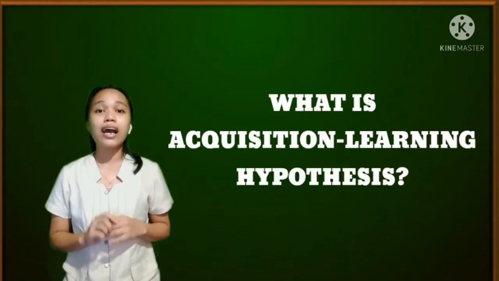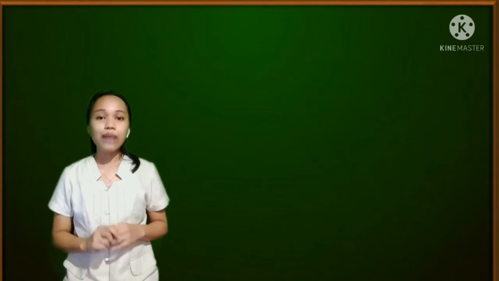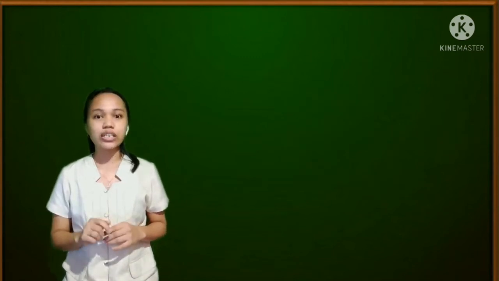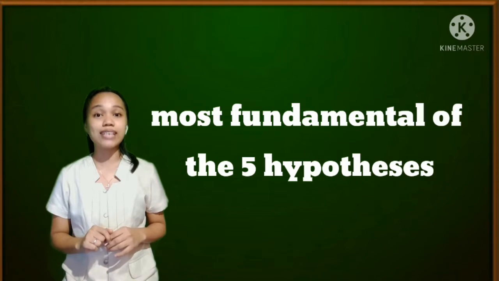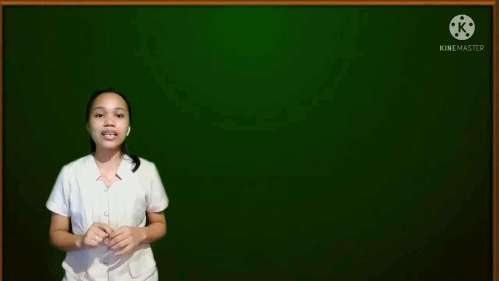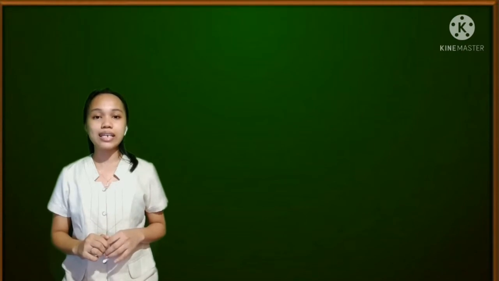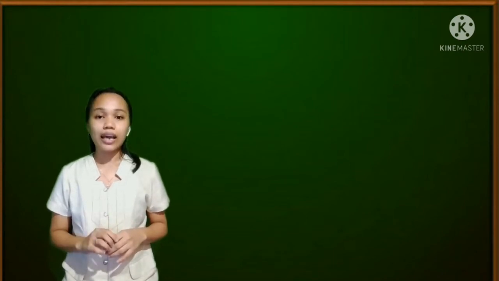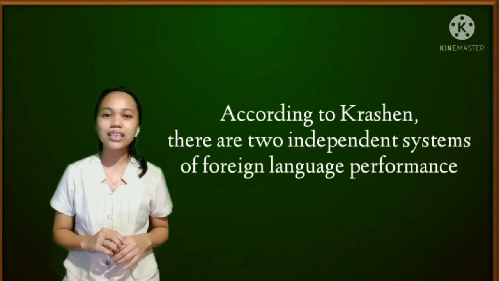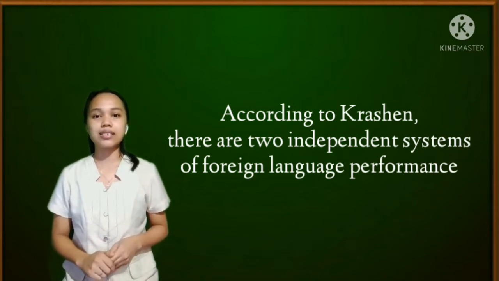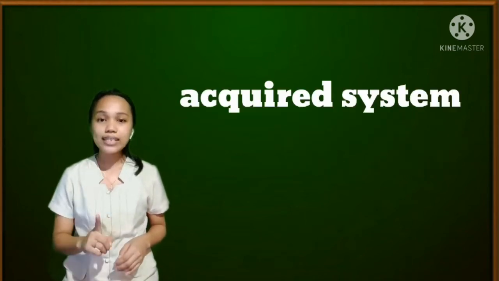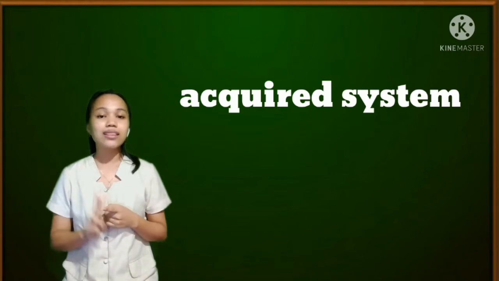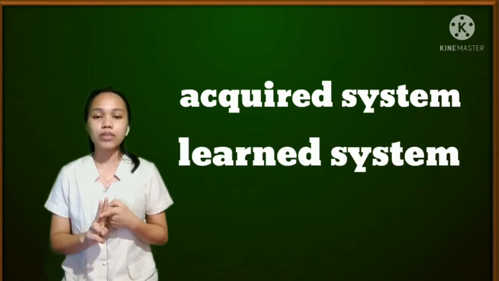acquisition learning hypothesis. So the acquisition learning distinction is the most fundamental of the 5 hypotheses in Krashen's theory of second language acquisition, and it is the most widely known among linguists and language teachers. According to Krashen, there are 2 independent systems of foreign language performance. We have the acquired system, which is the first one, and the second one is the learned system. So what are the differences of these 2 systems?